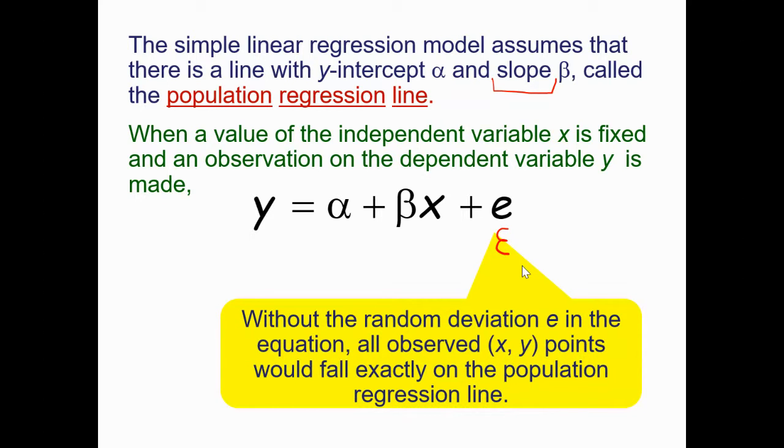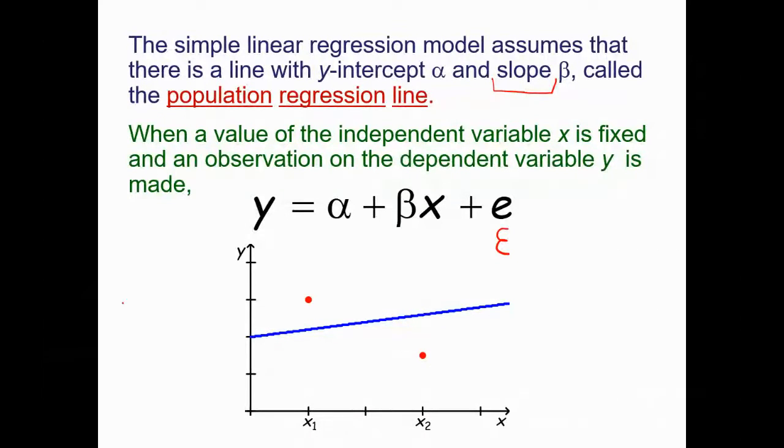So without the random deviation E in the equation, all observed XY points would fall exactly on the population regression line. In other words, we wouldn't have a graph like this. These points would all be on the line here, not off of it. But with our error term, we're allowed to have other points not on the line.